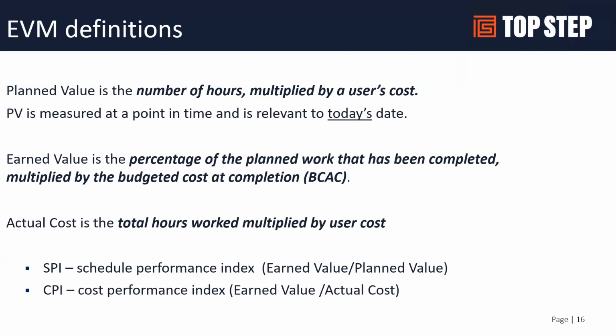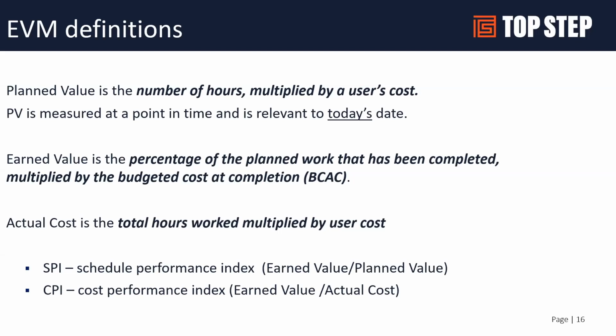So if we go back to the definitions of EVM and the key critical components, planned value is the number of hours times the cost. And planned value is a point in time. So what is my planned value as of today for my project? Earned value is how much percentage of planned work's been completed by the budgeted cost at completion. So how much have we done versus how much is expected to be done by the end of the project. That's going to give you your earned value of the project.